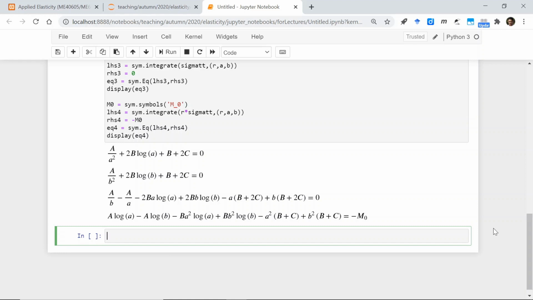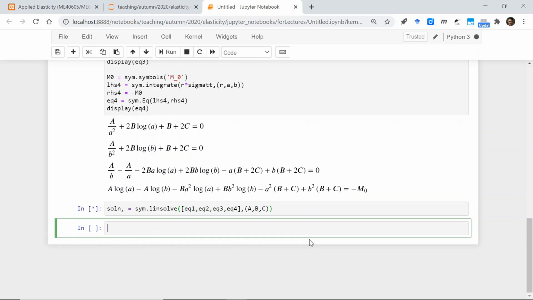So let's go ahead and try to solve this system of equations. For that, sim.linsolve, because these are linear equations. The equations are equation 1, equation 2, equation 3, equation 4, and the things that I'm going to solve for are A, B, C, and D. Well, I don't need D, so A, B, and C. This will be packaged into this solution variable. Let's see if this works. It has worked fine apparently, because no error is being displayed.